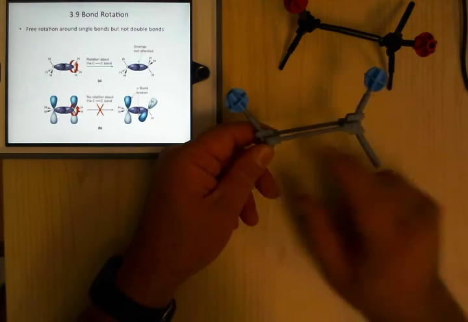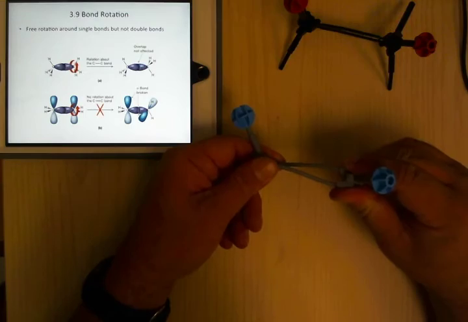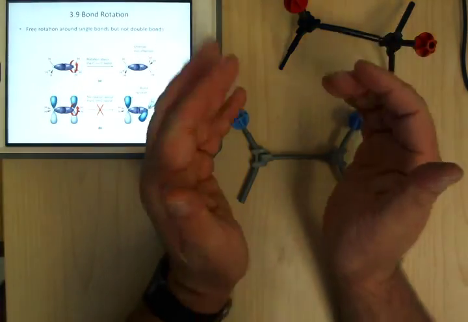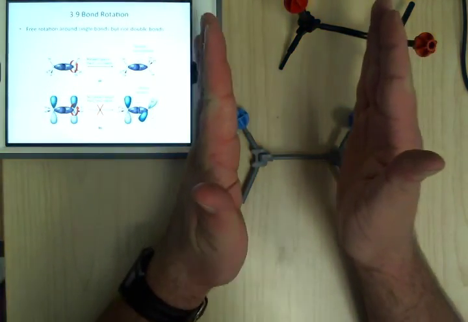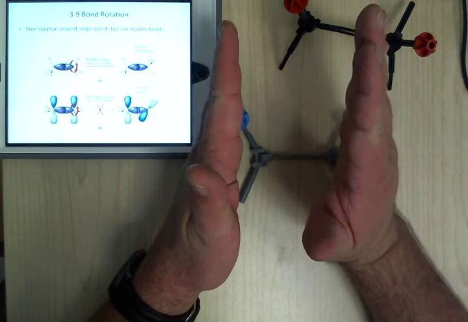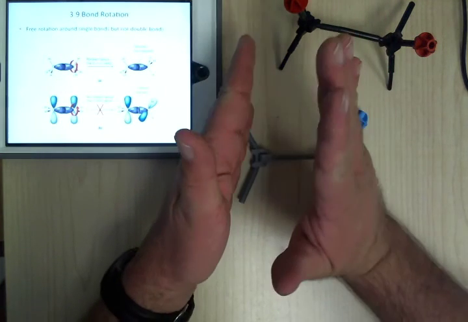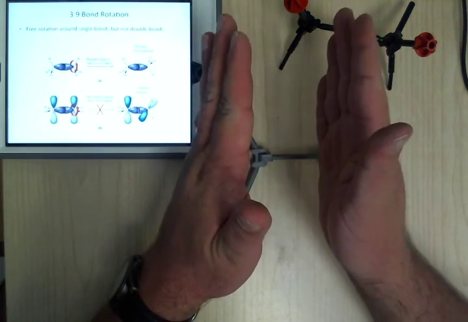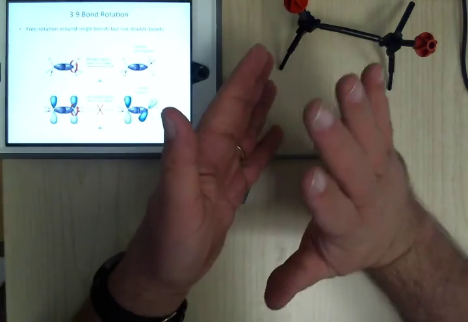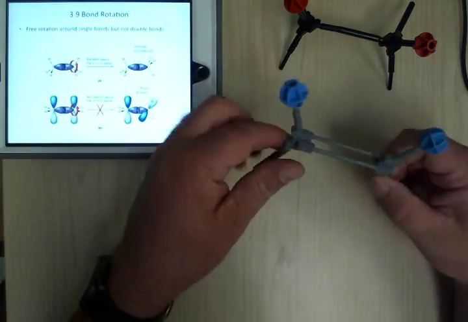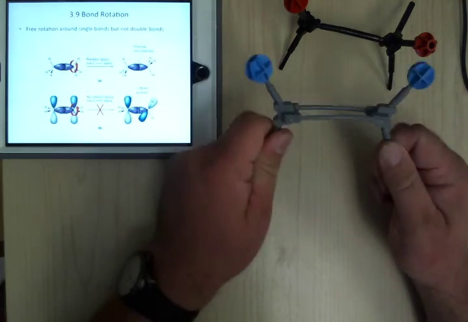Okay, and the reason why is if you were to try to rotate this, those p orbitals that have to be aligned like this, as they're bent out of there, what do you have to do? You're breaking that interaction between those p orbitals, right? Now you're breaking the bond. You're literally breaking the bond. And so we can't do that for rotation, so it's stuck.